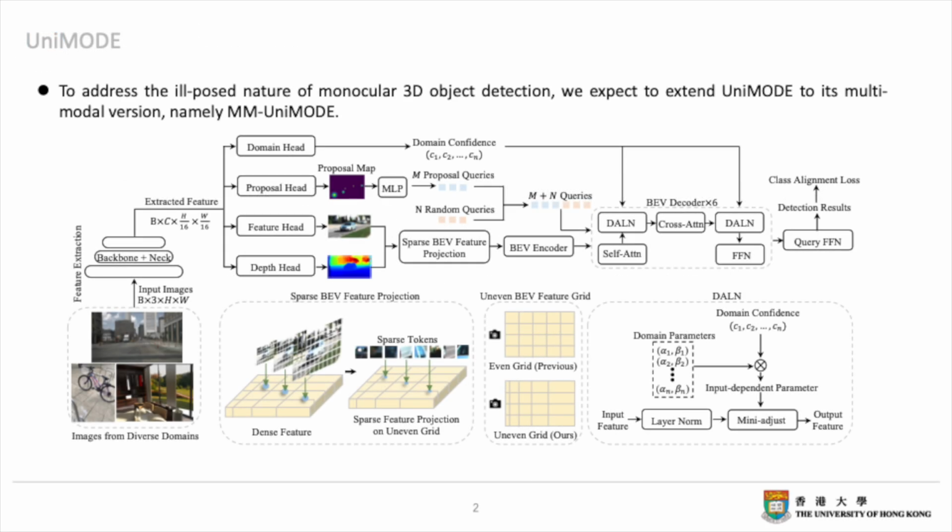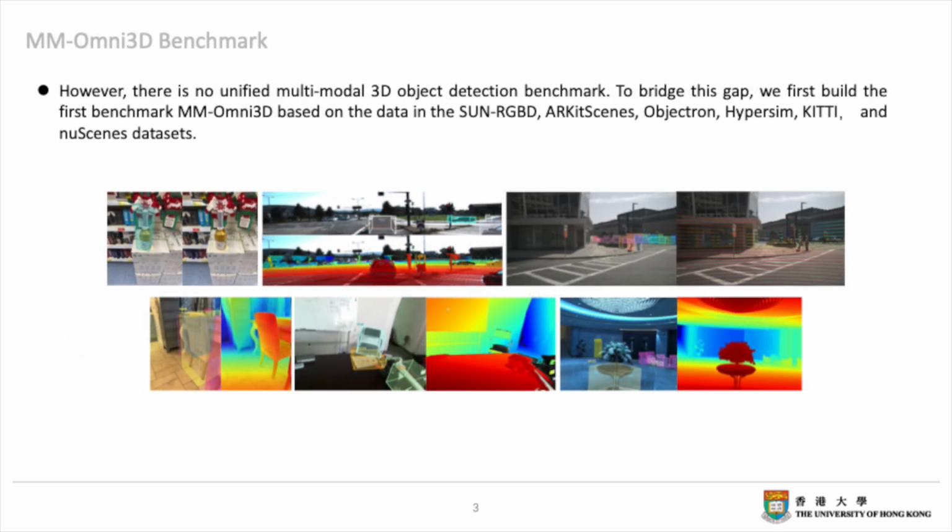In our previous video, we have introduced our developed unified monocular 3D object detector UniMODE. Now, we expect to extend it to its multimodal version to address the ill-posed nature of monocular 3D object detection. However, there is no unified multimodal 3D object detection benchmark. To bridge this gap, we first build the first benchmark, UniMODE 3D, based on the data in the SUN RGB-D, ARKitScenes, Objectron, Hypersim, KITTI, and nuScenes datasets.